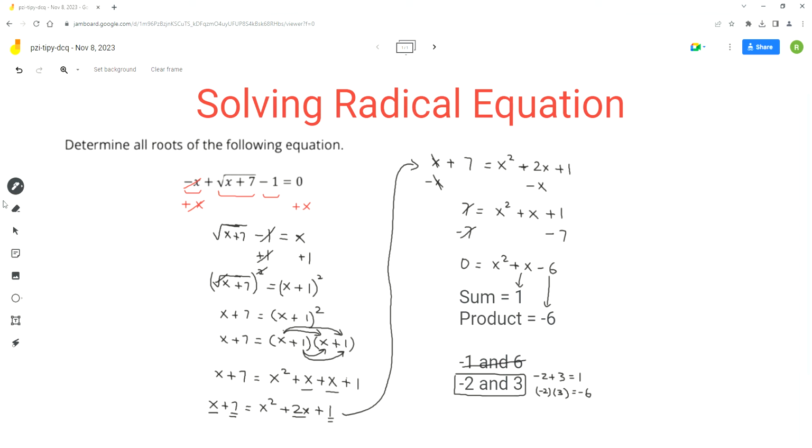And now we can write our factored form. So we can continue here. So our factored form will be 0 equals x minus 2 and then x plus 3. Now we get two cases. So we set each factor equal to 0. So I get x minus 2 equals 0 and then x plus 3 equals 0. And now we have to solve for x.